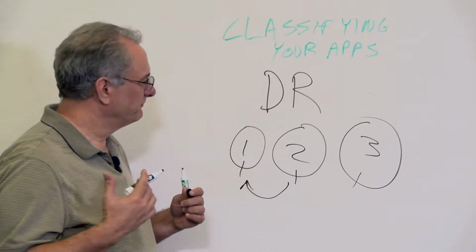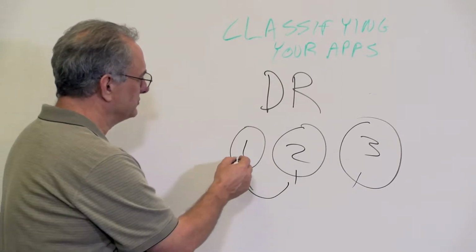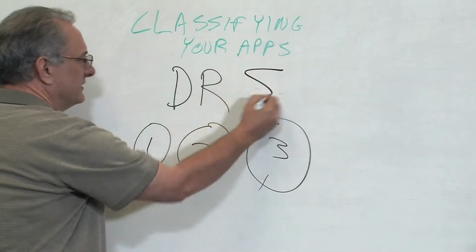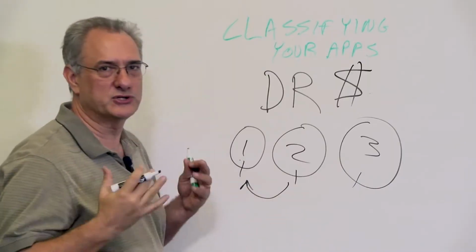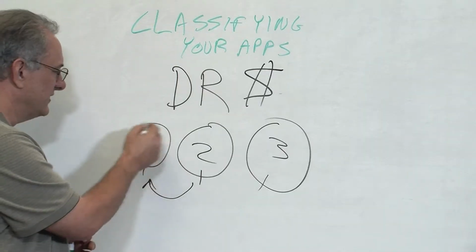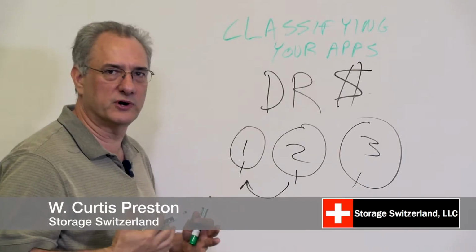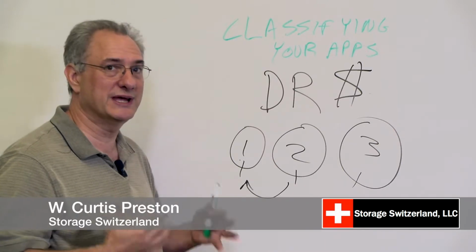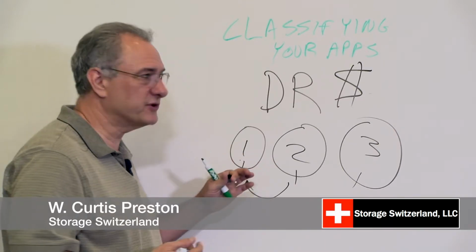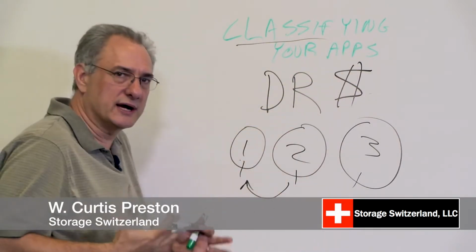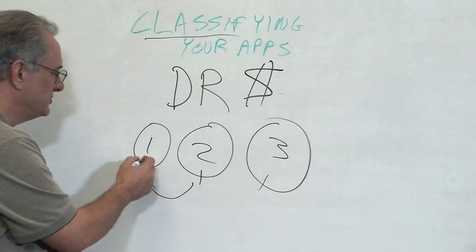And it's important to be able to do this. Now, why would you want to do this? Well, there are 2 reasons. One is that if you indeed have a group of applications that need to come back up before everything else and before your company can do anything, they need to be recovered first. And if you don't classify your apps up front, you're not going to know to do that. So that's reason number 1.